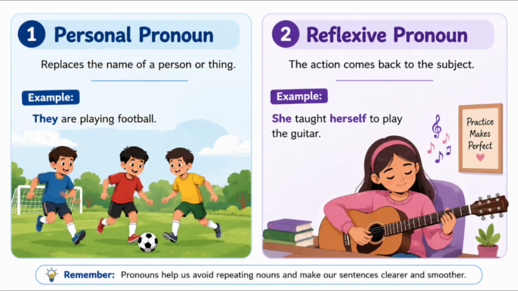1. Personal pronoun replaces the name of a person or thing. Example: They are playing football. 2. Reflexive pronoun. The action comes back to the subject. Example: She taught herself to play the guitar.